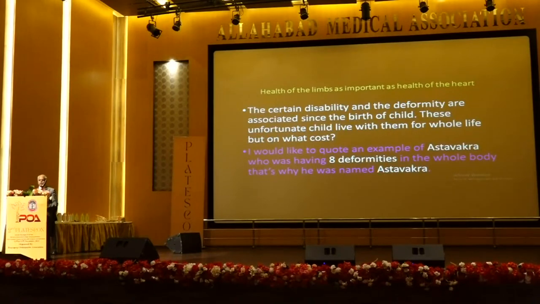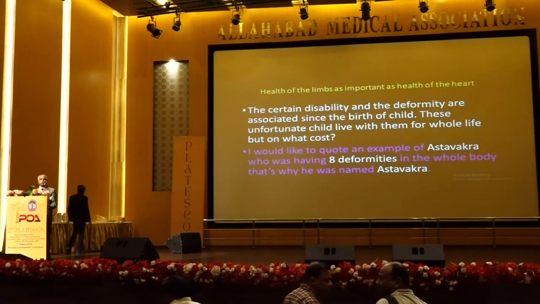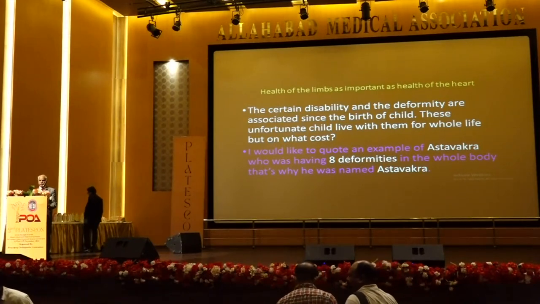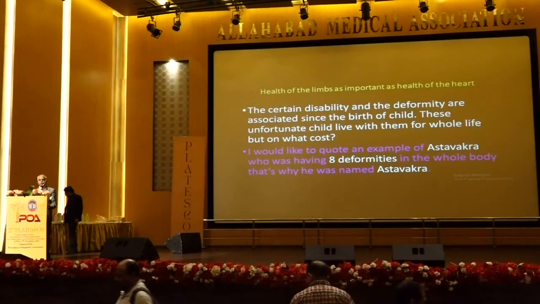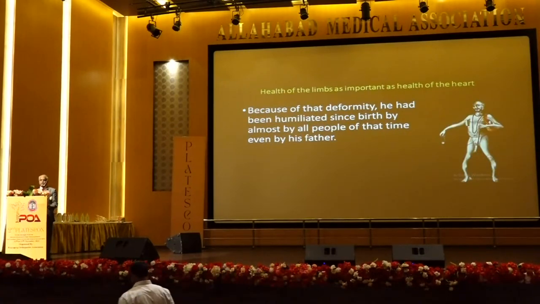Certain disabilities and deformities are associated with a child since birth. This unfortunate child lives with that for the whole life, but at what cost? I would like to quote the example of Ashtavakra, who had 8 deformities in the whole body. That's why he was named Ashtavakra. Because of that deformity, he was humiliated by the community and society since birth.